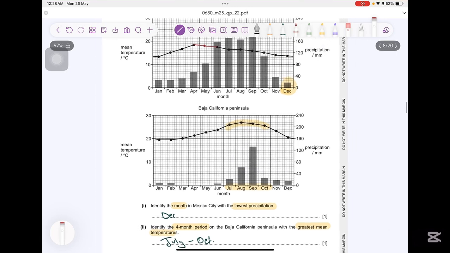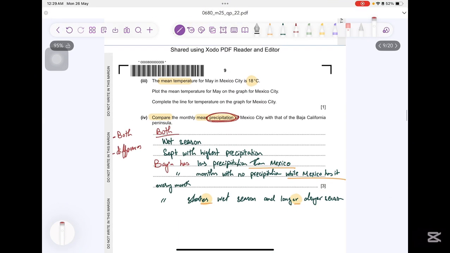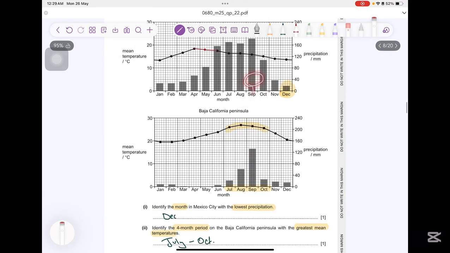Identify the month in Mexico, pay attention, with the lowest precipitation, that's December. Identify the 4-month period of Baja with the greatest mean temperature. You're going to find the highest point or the greatest temperature, and then find the other 3 that are closer to that greatest one. That's July to October. The mean temperature for May in Mexico is 18 degrees. They want us to plot it.